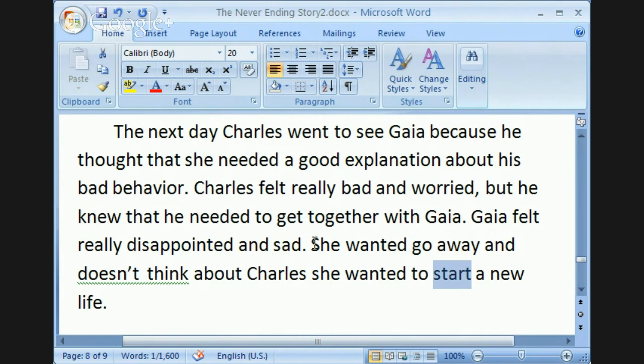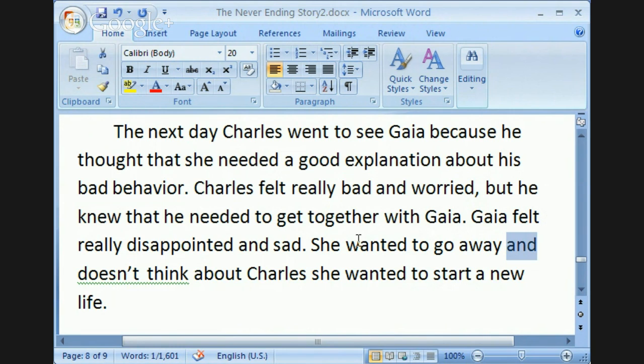Okay, now wait a minute. Let's go back to the beginning here. She wanted go away. Now, you've got your subject noun and your verb correctly in past tense. If you're going to follow that with another verb, actually a phrasal verb, go away, again with the infinitive: she wanted to go away. All right. And then another verb. And doesn't think about Charles.